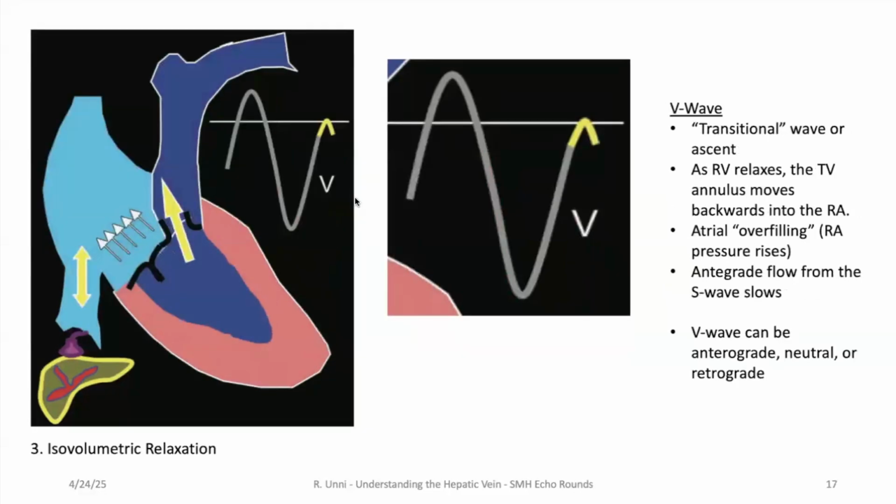You get this V wave next. This is a transitional wave, and basically your right ventricle has finished contracting. It's now starting to relax. The tricuspid valve, or the annulus, is moving back towards the RA. You still have atrial filling into the RA from the anterograde S wave, and so you can sometimes get this atrial overfilling phenomenon where the RA pressure starts to rise, and so that flow from the S wave.